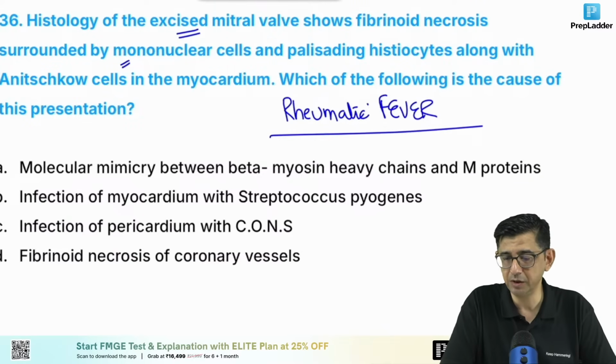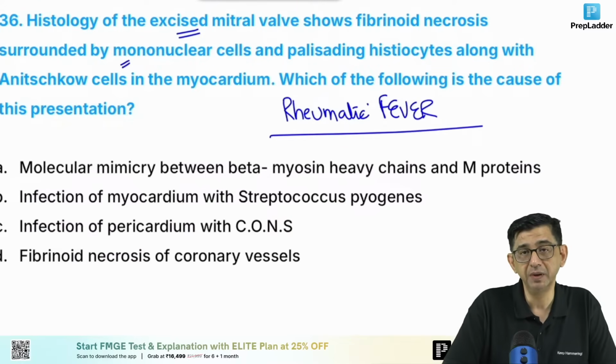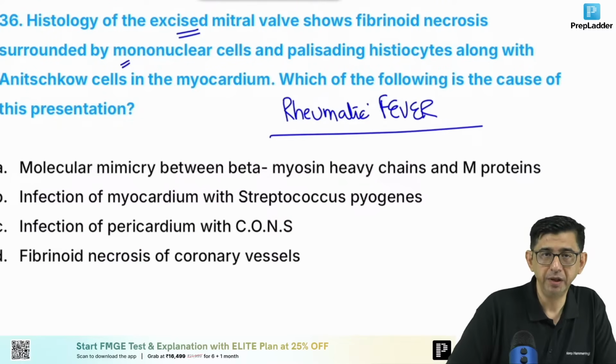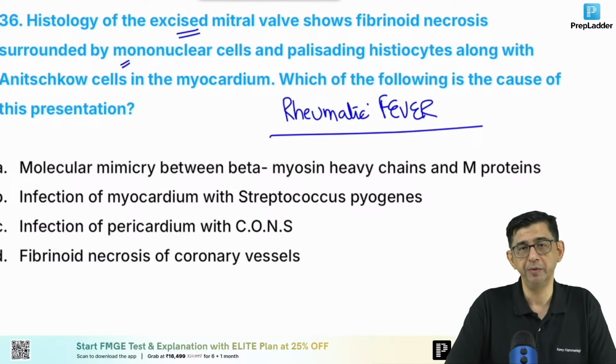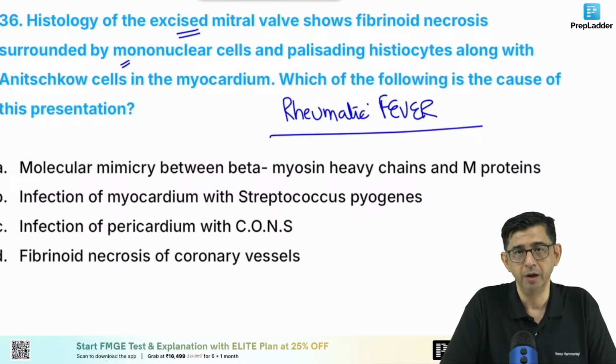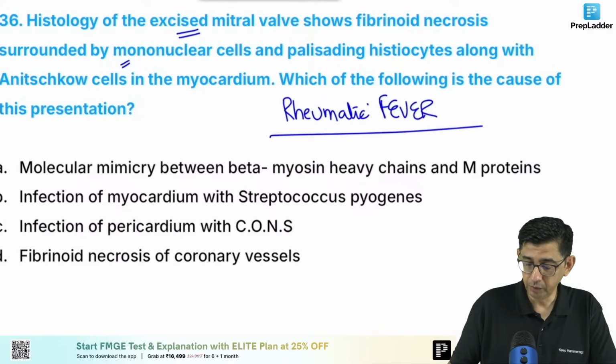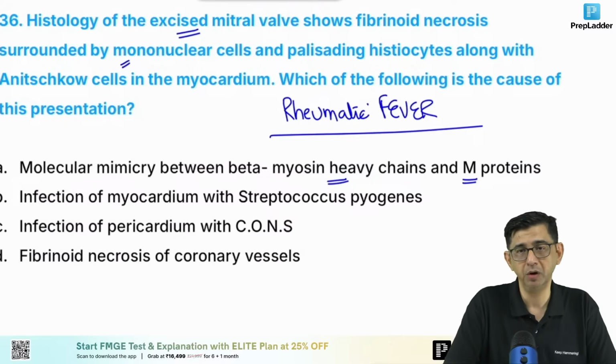The moment I say the word rheumatic fever, it means autoimmunity, and the alternative term for autoimmunity is molecular mimicry between the M protein on the bacteria and the beta myosin heavy chains in the cardiac tissue, which can contribute to rheumatic myocarditis, contributing to heart failure in the patient also.